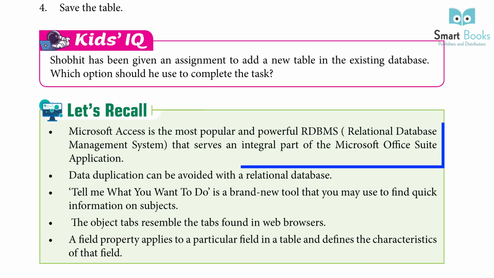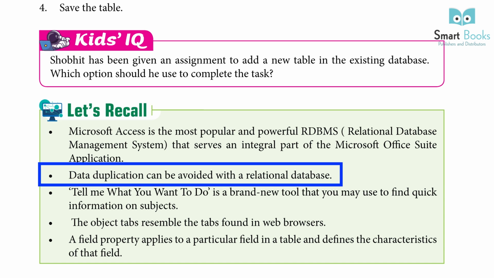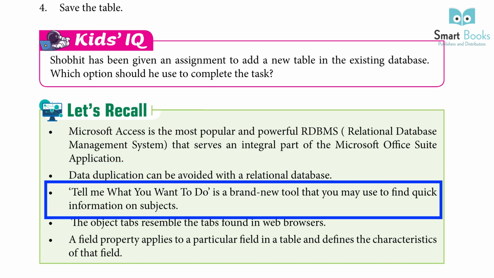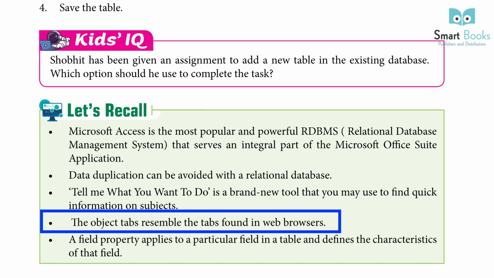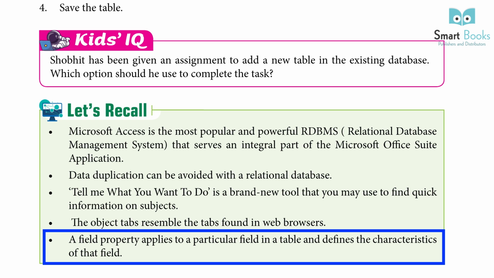Let's recall. Microsoft Access is the most popular and powerful RDBMS, relational database management system, that serves as an integral part of the Microsoft Office suite application. Data duplication can be avoided with a relational database. Tell Me What You Want to Do is a brand new tool that you may use to find quick information on subjects. The object tabs resemble the tabs found in web browsers. A field property applies to a particular field in a table and defines the characteristics of that field.